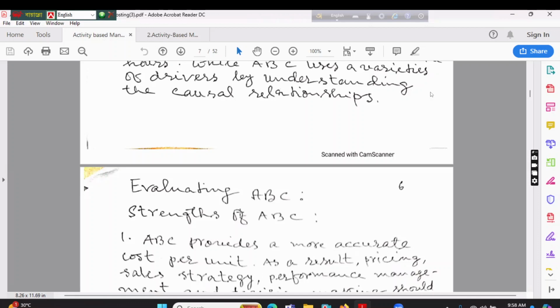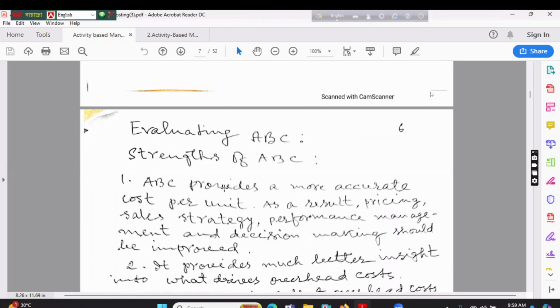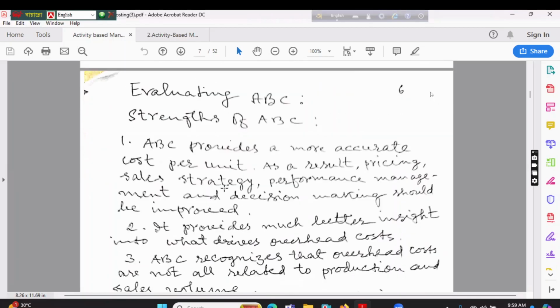Strengths of ABC. You will make a note with the help of Rayburn and the information given in this sheet. Strengths of ABC, from Rayburn.